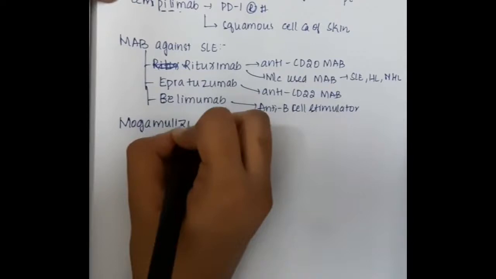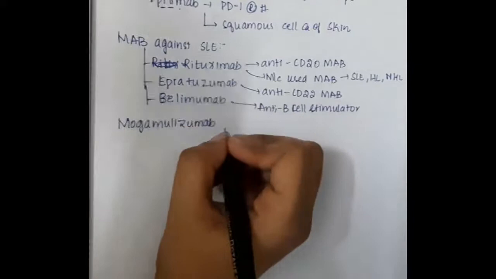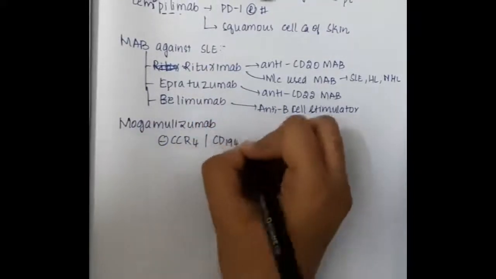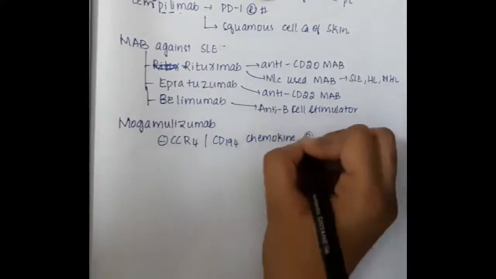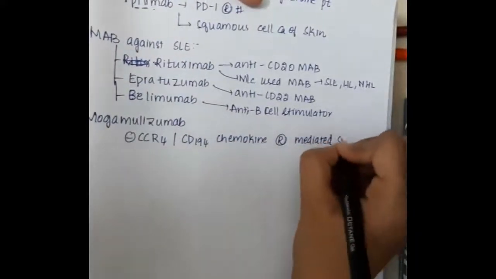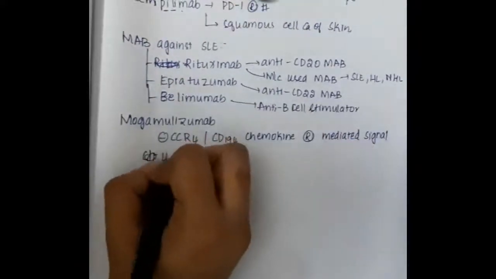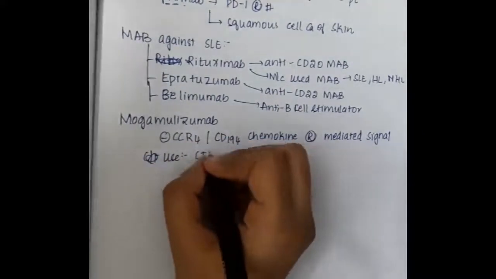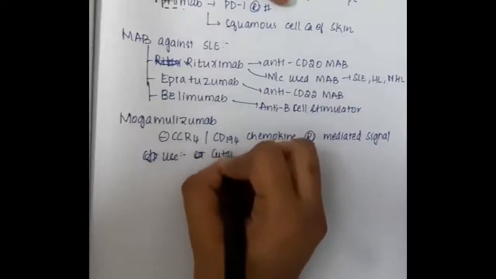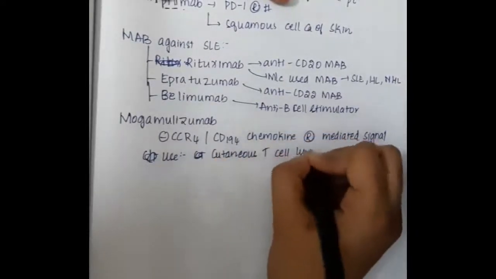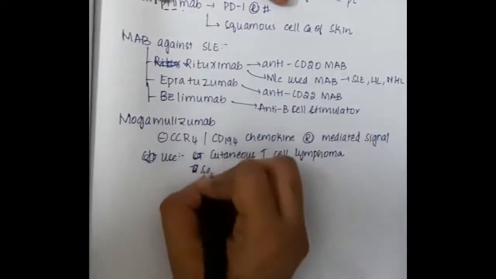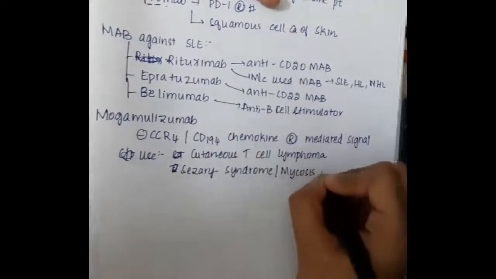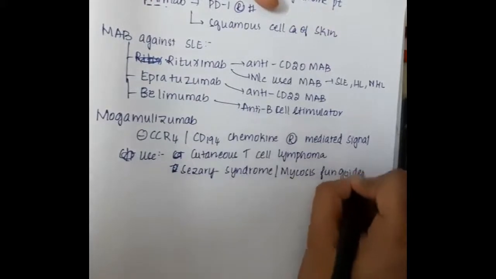Then we have the next drug, which is mogamulizumab. This mogamulizumab inhibits CCR4 or CD194 chemokine receptor mediated signal, and it is used in cutaneous T cell lymphoma, Sézary syndrome, or it is also used in mycosis fungoides. This is mogamulizumab.